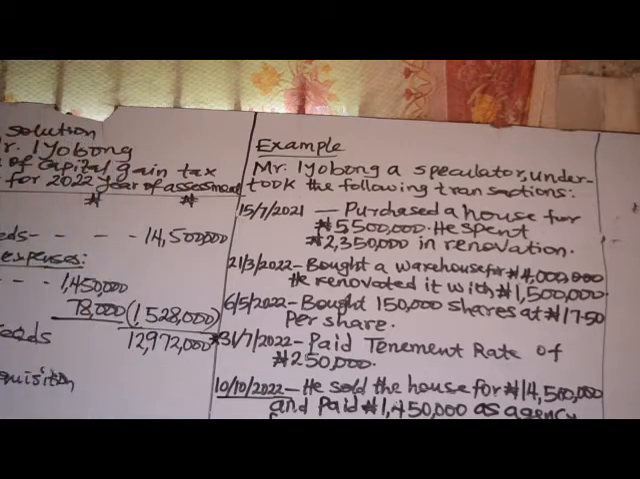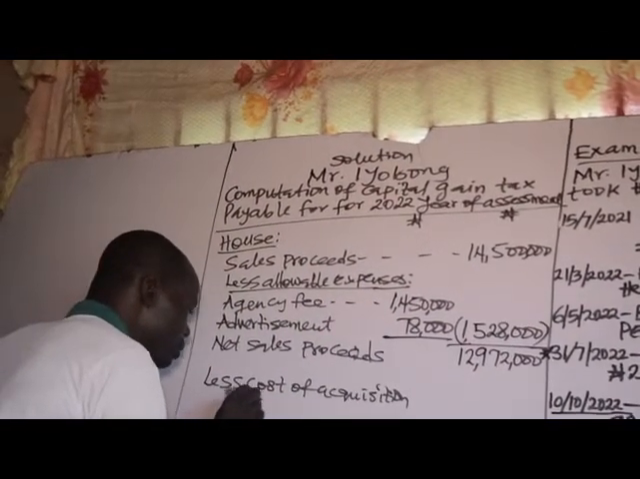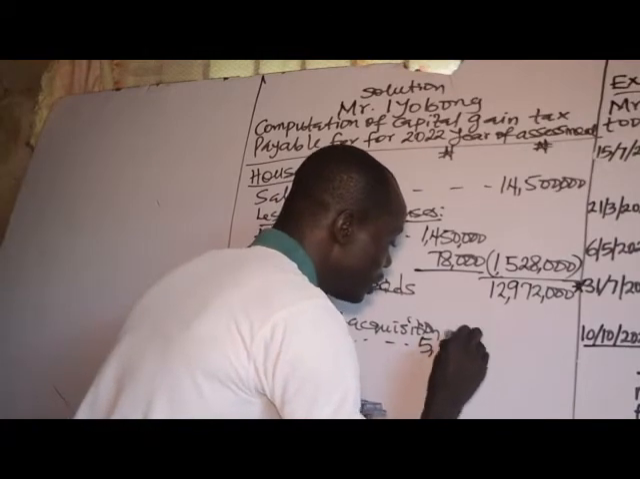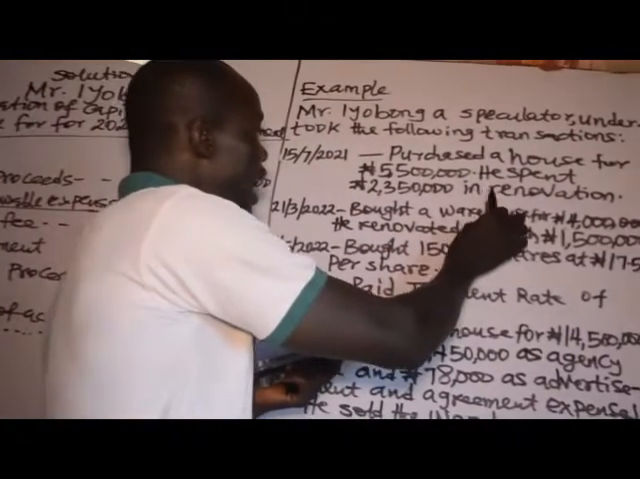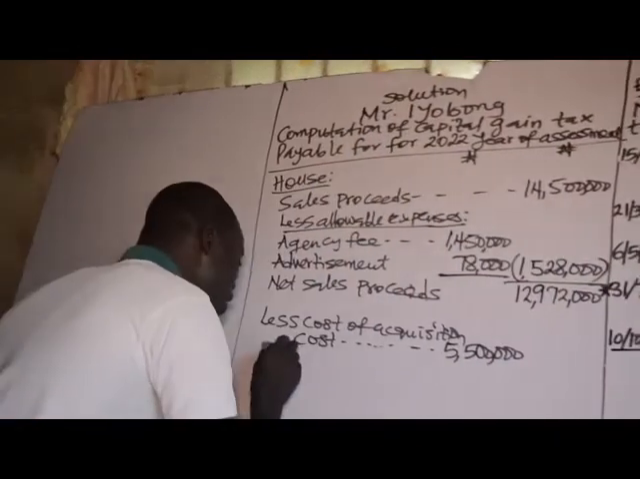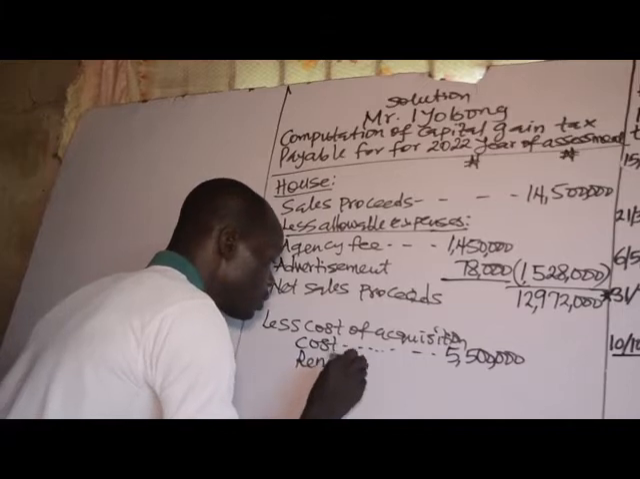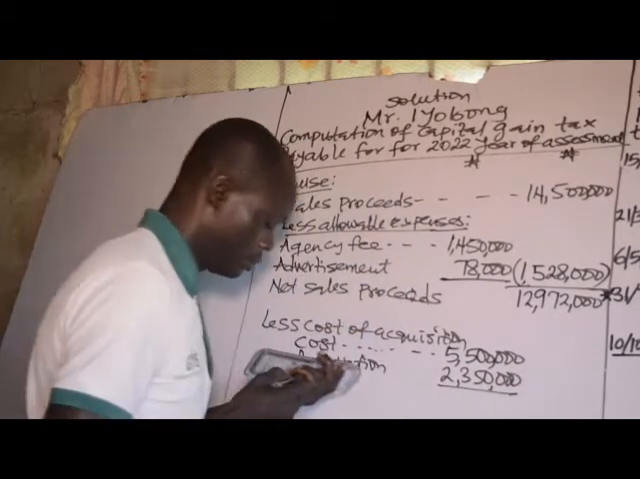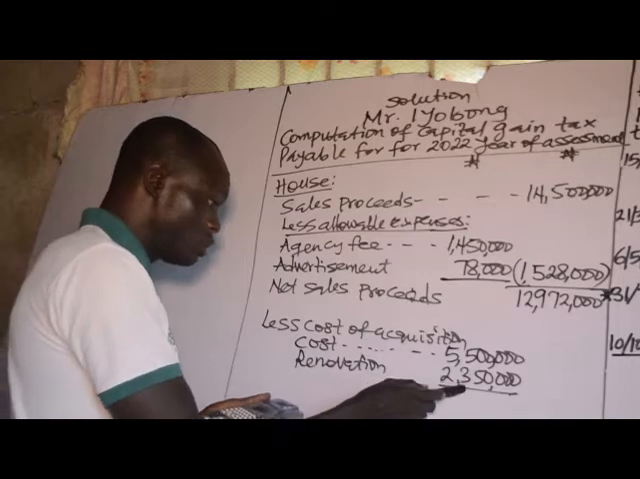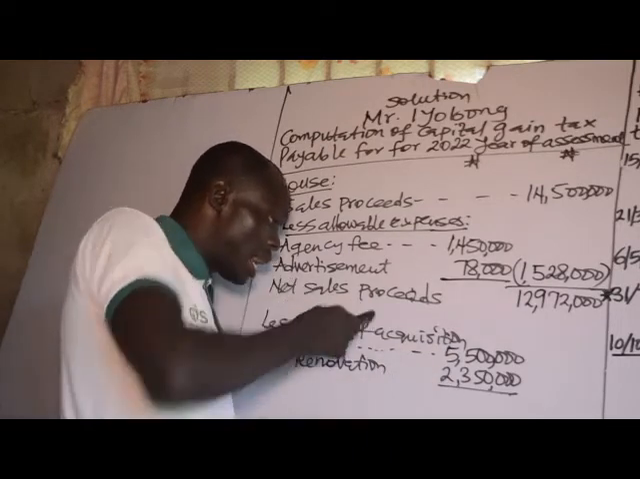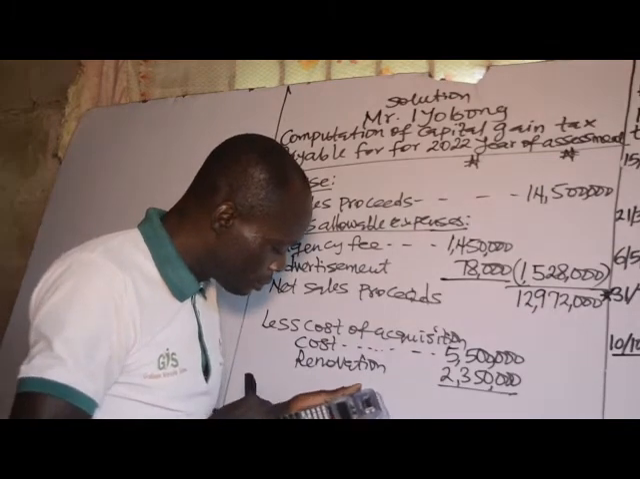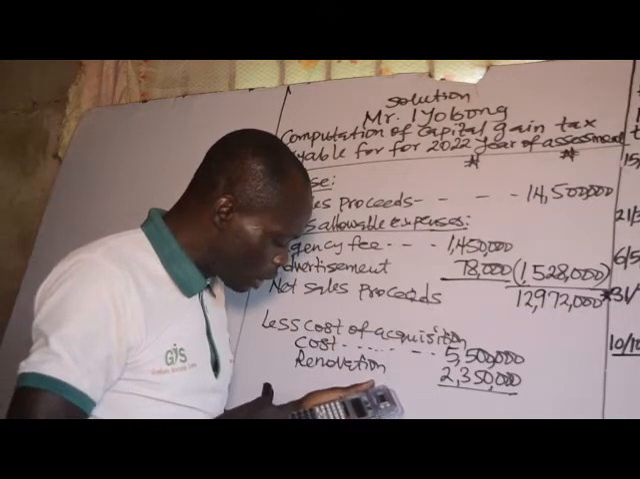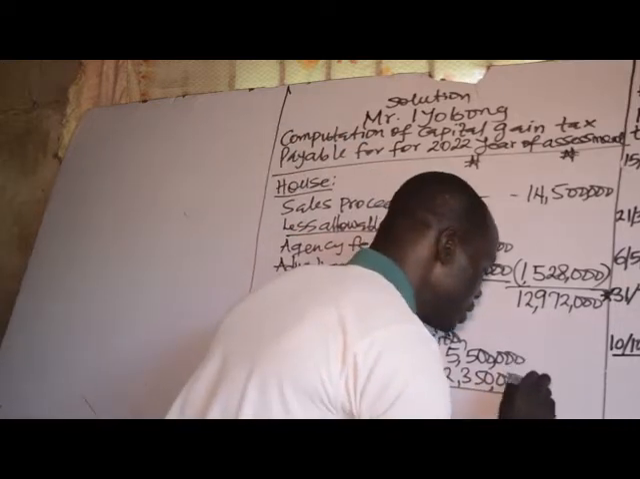Less cost of acquisition, we have the purchase cost of 5.5 million. It was bought for 5.5 million, and 2,350,000 was spent on renovation. I've told you that this will be capitalized because it improves the house. Therefore, 5.5 million plus 2,350,000 gives us 7,850,000.